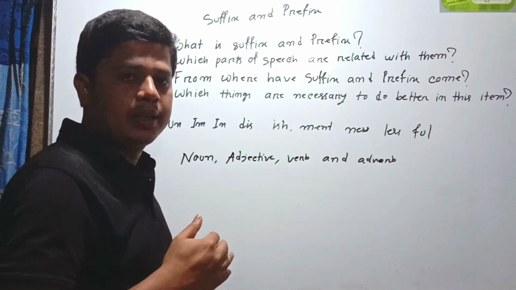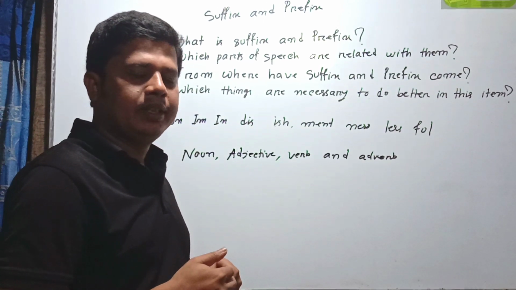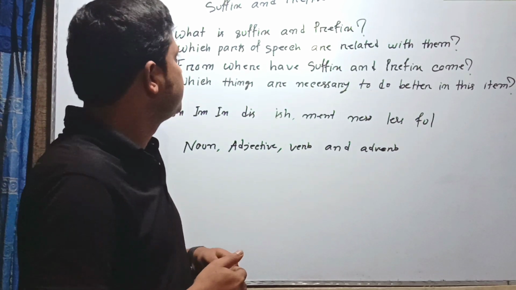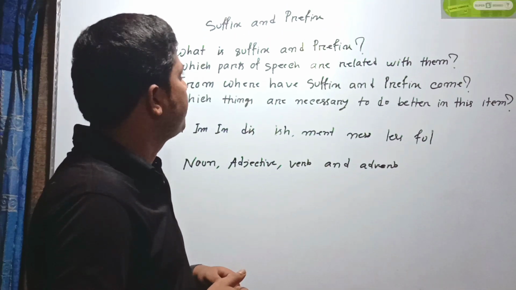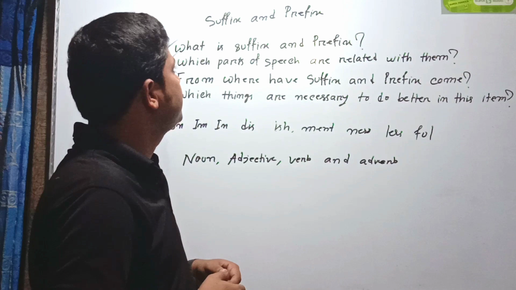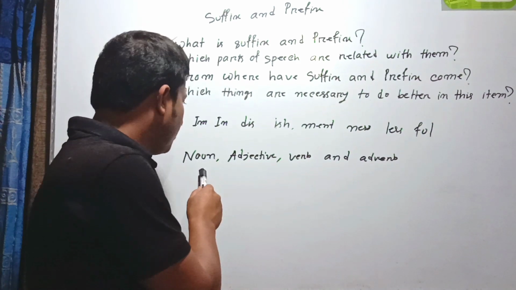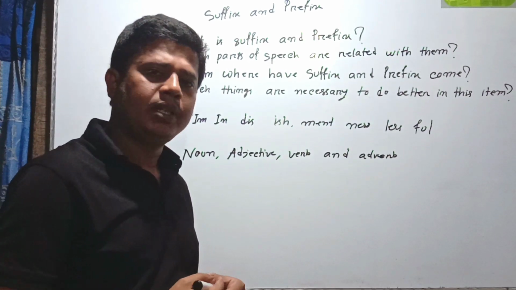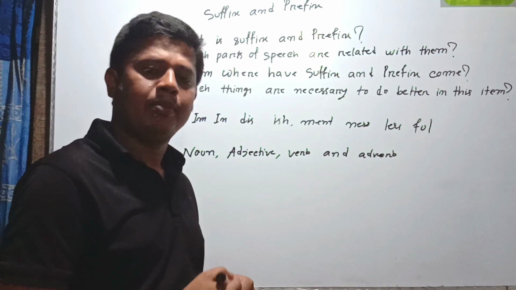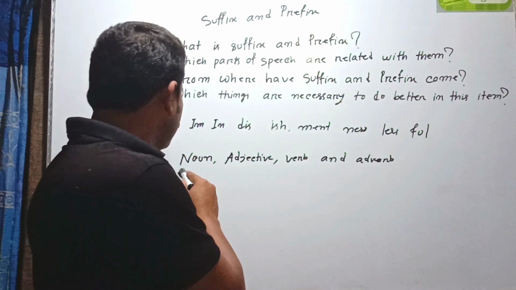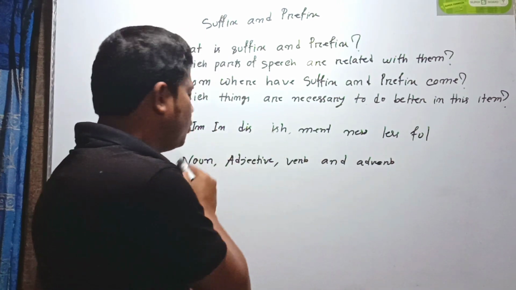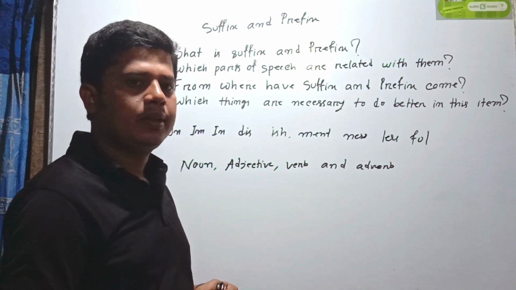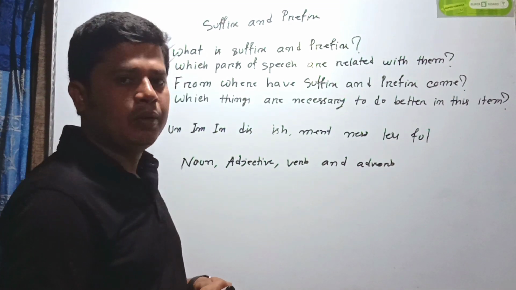Dear students, is this clear? Our today's lesson, suffix and prefix, and these suffix and prefix are related with noun, adjective, verb, and adverb. That means suffix and prefix can be added, can be connected, can be linked with only these 4 kinds of words to make new words. Okay, dear students, perhaps you have got it.